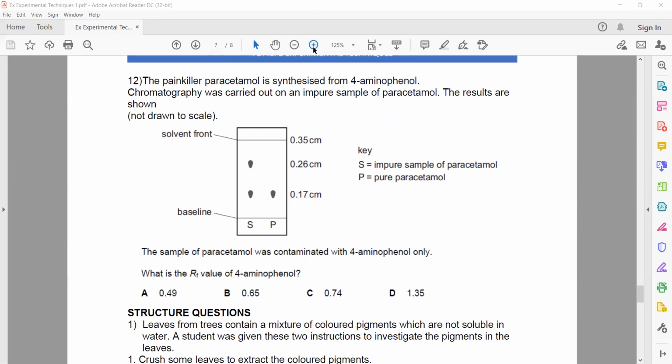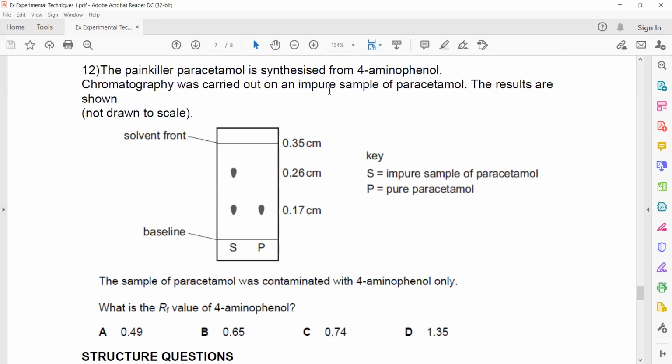In question 12, the painkiller paracetamol is synthesized from 4-aminophenol. 4-aminophenol is the name of a compound which is used to manufacture paracetamol, a painkiller. Chromatography was carried out on an impure sample of paracetamol. The sample of paracetamol is contaminated with 4-aminophenol. What is the meaning of contaminated? It means the paracetamol contains 4-aminophenol as well.